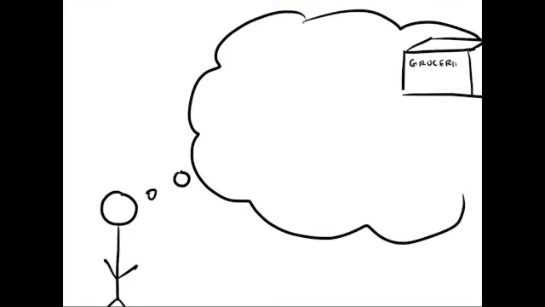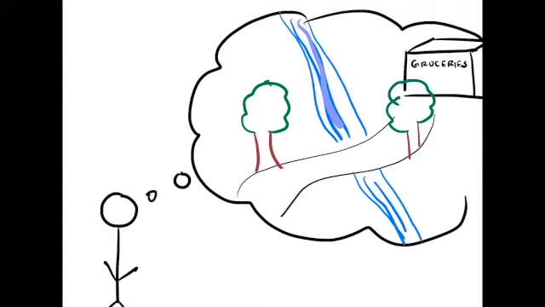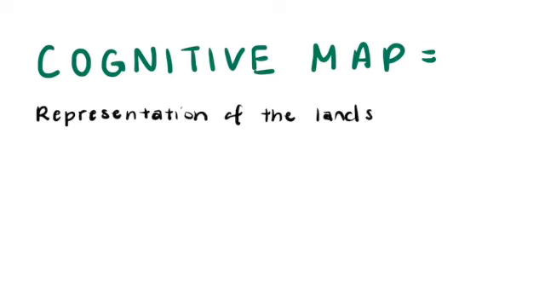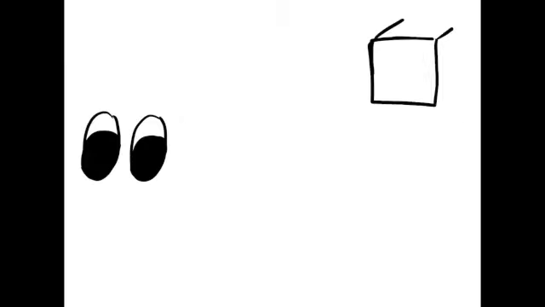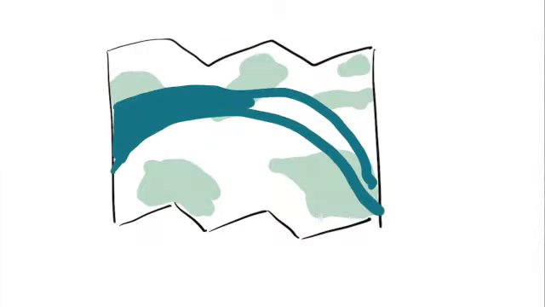Well, if you're familiar with the area, you could use your knowledge of landmarks to navigate to the store. By forming a cognitive map, which is a representation of the landscape in your brain, you can visualize a path from your location to the store. Or you could use a GPS, which gives your exact position and the route to the store. You could also use a physical map, which gives an outline of a certain area.